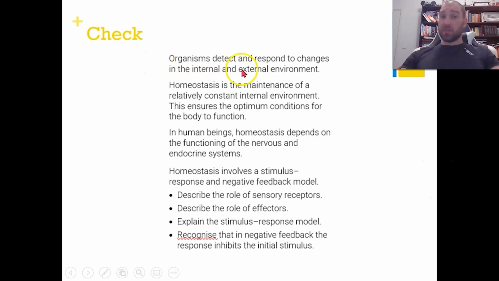So let's do our check. Organisms detect and respond to changes in the internal and external environment. Homeostasis is the maintenance of a relatively constant internal environment. This ensures optimal conditions for the body to function. In human beings, homeostasis depends on the nervous and endocrine systems. Homeostasis involves stimulus response and feedback models. Describe the role of sensory receptors, describe the role of effectors, explain the stimulus response model, and recognize that in negative feedback the response inhibits the initial stimulus.